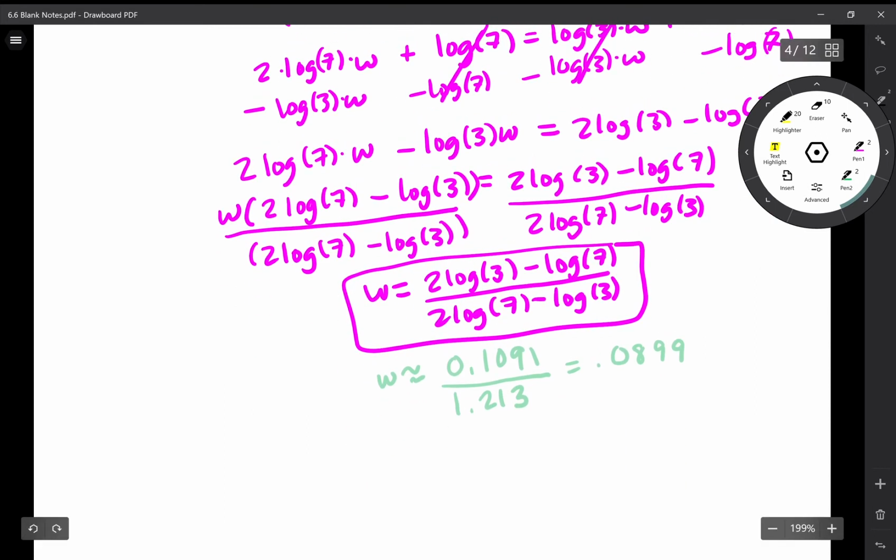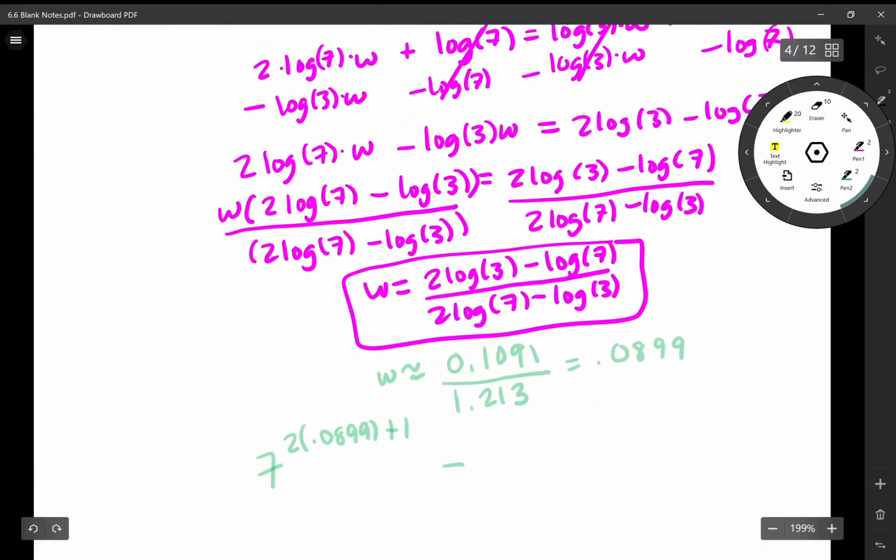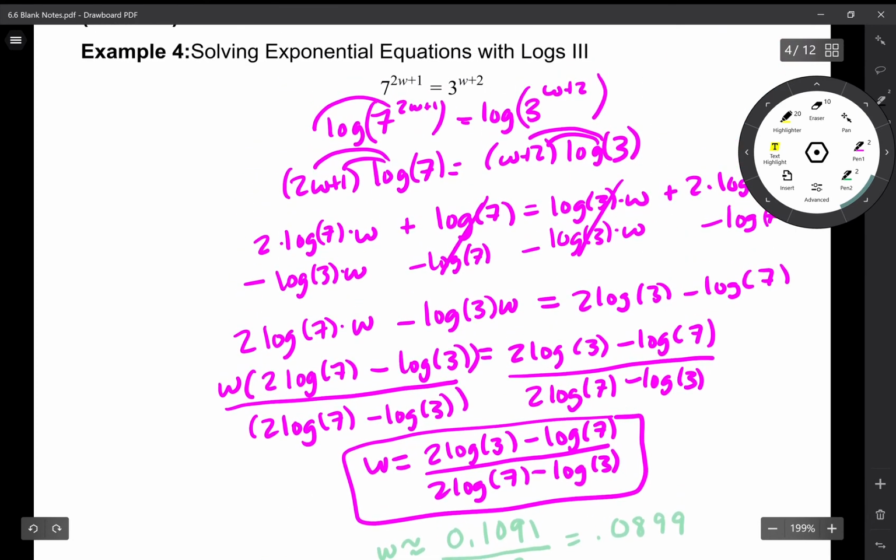All right? Let's go up and check these answers. So the original equation is 7 to the 2w plus 1, with w about 0.0899. Is this equal to 3 to the w plus 2?